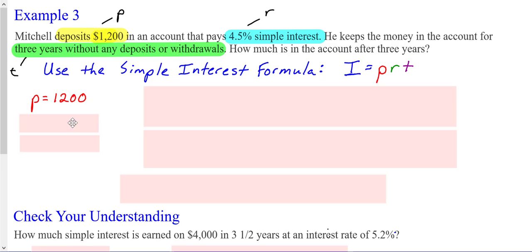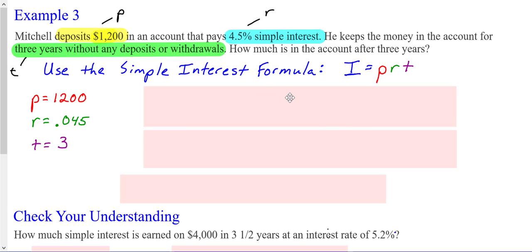So I list my variables on the side and I convert the percent into a decimal format. The next thing we need to do is to calculate the interest. Now, this isn't going to be the balance. This is simply the interest that we earn on our balance. So we'll have to do something else after we calculate the interest.